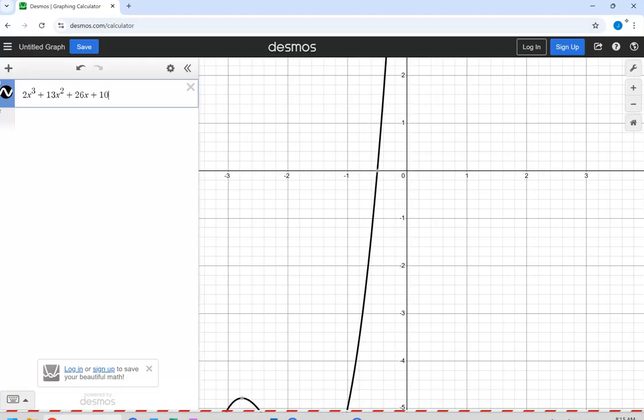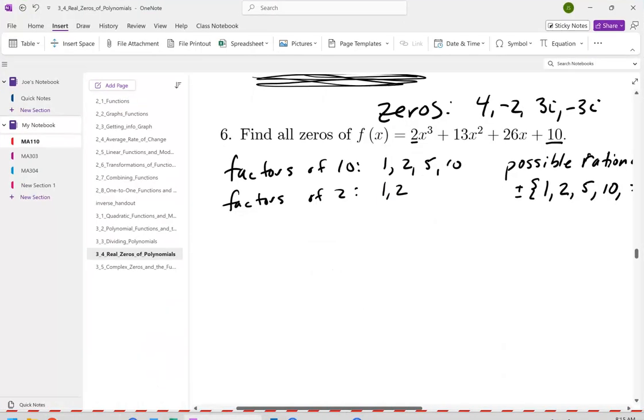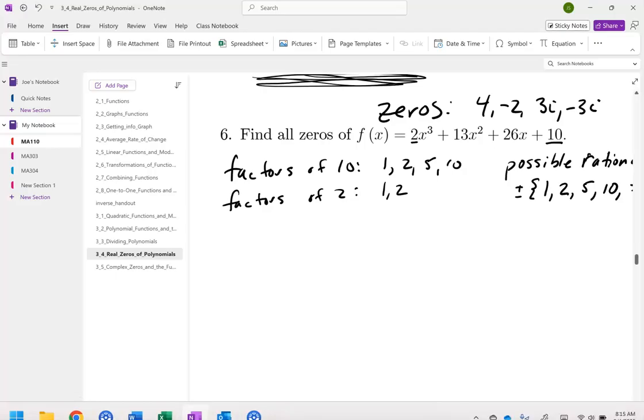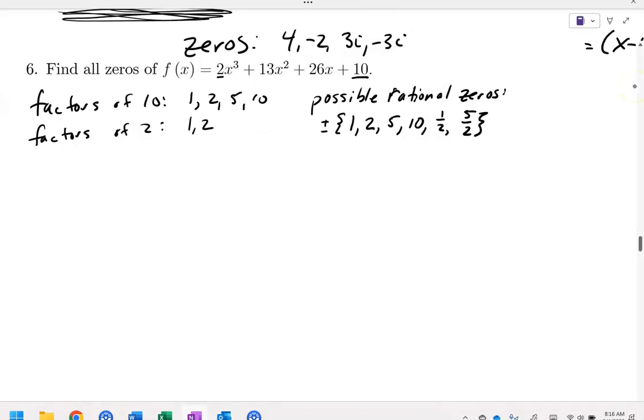All right, so I see this zero right here, and actually Desmos is nice. If I hover over it, I see negative 0.5, which is negative 1/2. So I'm going to use that to start with my factoring, my synthetic division, if you will, to use that negative 1/2, run it through, and see if we can reduce this down to our quadratic. So flipping back over here to my work, I'll put negative 1/2 up here. Our coefficients are 2, 13, 26, and 10.